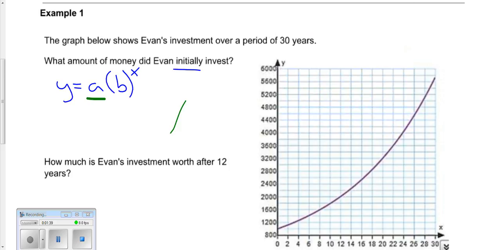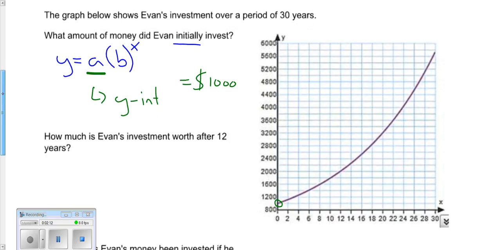And so what I can do is I can change what my initial value is if I look at this graph. So my starting value is where the y-intercept is. Okay, the a value is also the y-intercept. And for this particular graph, the y-intercept happens right about here. Okay, and based on the scale of this particular graph, that's going to equal about $1,000. Okay, so his initial investment is $1,000.